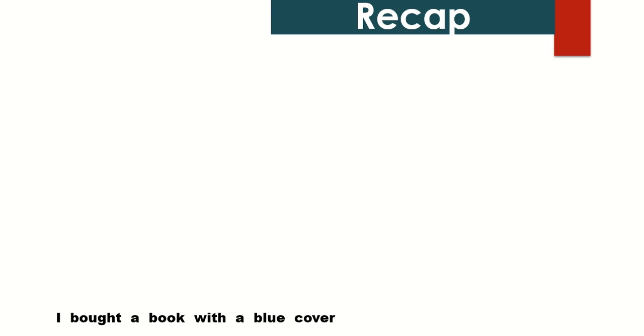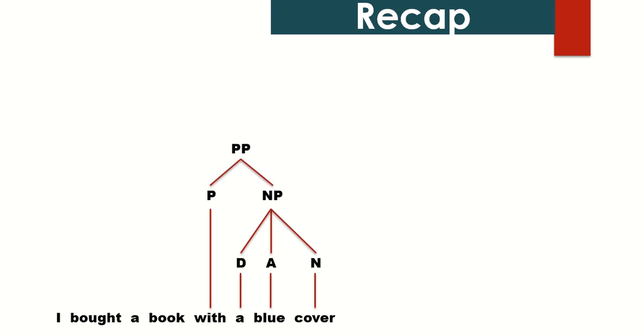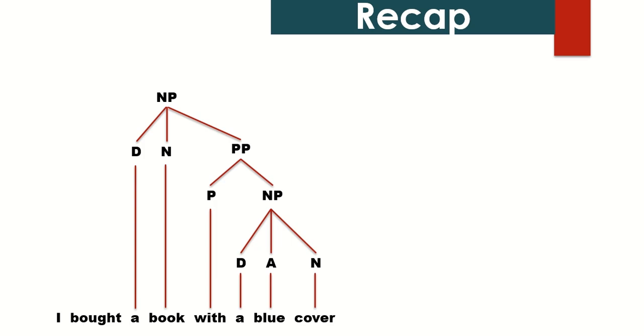Okay, so as I said, we start from the very right, a blue cover. So cover is a noun, then blue is an adjective, a is a determiner. The three of them together give us the first noun phrase. Now this noun phrase together with the preposition P gives us the prepositional phrase. This prepositional phrase post-modifies the noun head, which is pre-modified by a determiner. The determiner plus the noun plus the PP together gives us the noun phrase.